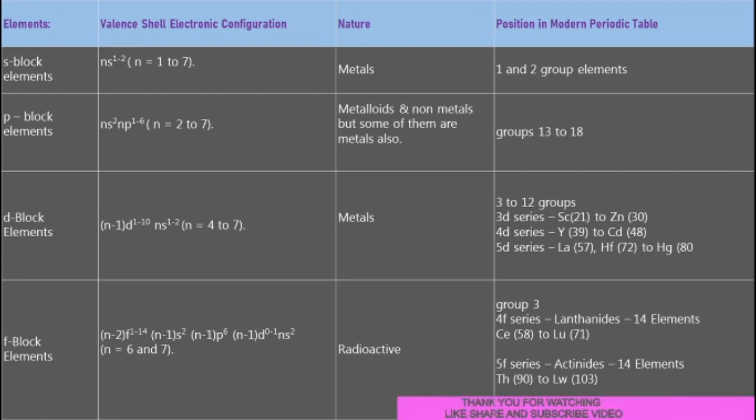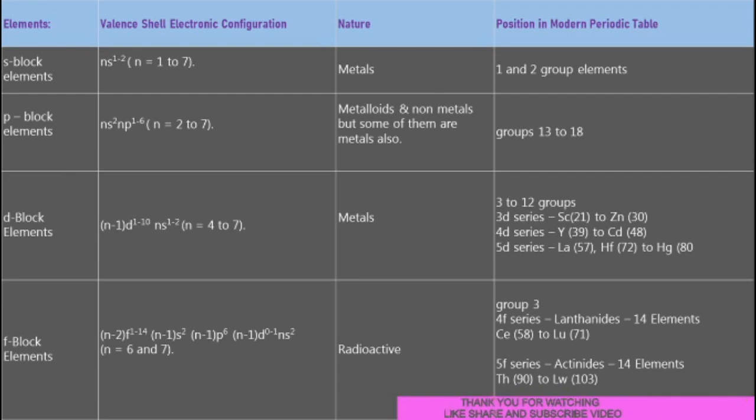The 3d series is scandium to zinc, atomic number 21 to 30, and the 4d series is yttrium to cadmium, that is atomic number 39 to 48, and the 5d series begins with lanthanum, atomic number 57. But at that position the lanthanides and actinides occur, and after that, hafnium 72 to mercury 80 are found, which is the 5d series. Now we see the F block elements.